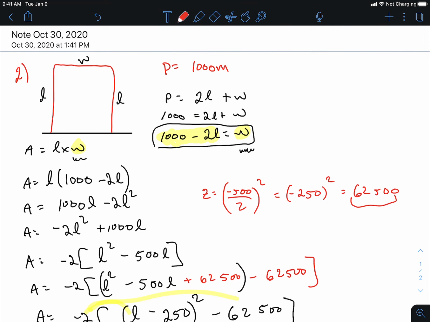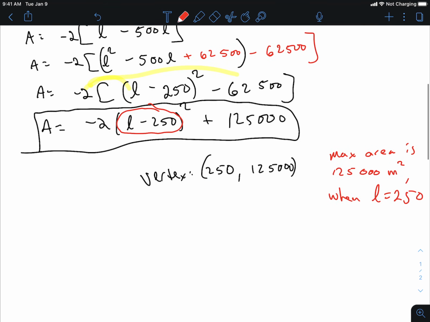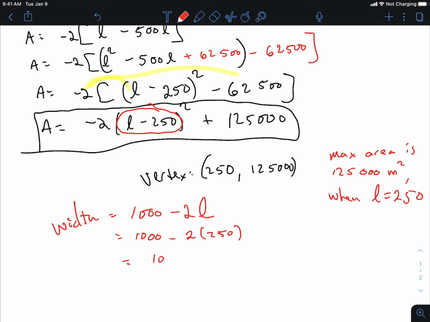Lucas, 2L, careful. I have an equation to tell me what the width is. 1,000 minus 2L. Don't forget your units.